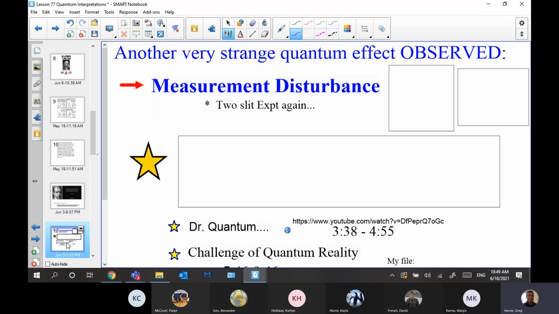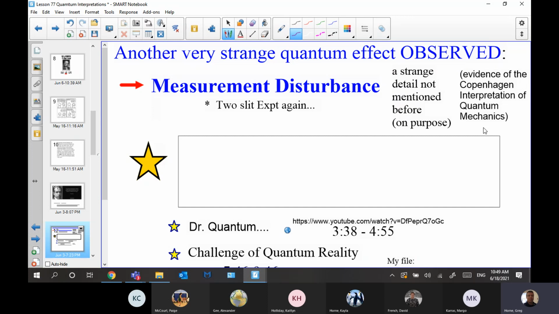All right. So, as mentioned, the other strange quantum effect that is observed, very demonstrable, is the measurement disturbance. It's a strange detail that's not mentioned a lot of times because it's kind of confusing. It gives you even more confusion about it, but eventually we want to get there. And that's the Copenhagen interpretation; it's the evidence that leads to it.